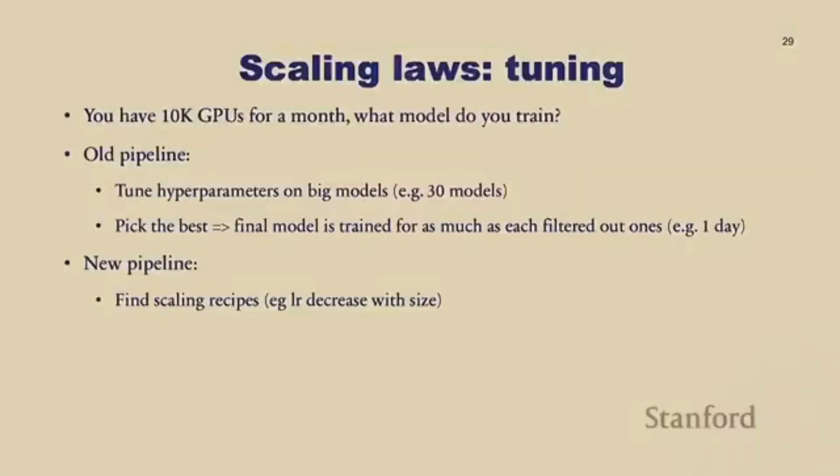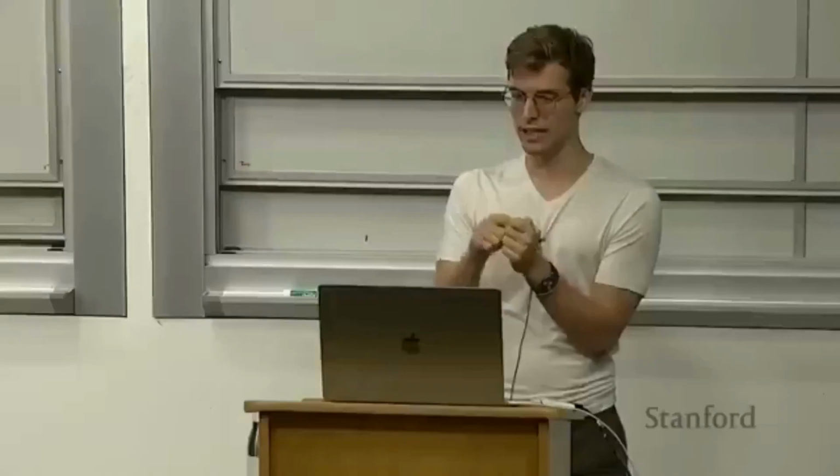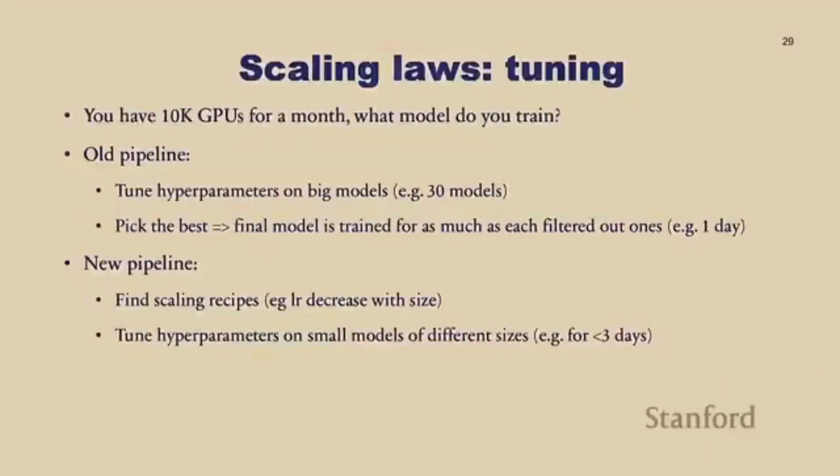The new pipeline is that you first find a scaling recipe. So you find something that tells you, for example, one common thing is that if you increase the size of your model, you should decrease your learning rate. So you know that if I increase the size of my model, here's what I should do with some hyperparameters. Then you tune your hyperparameters on smaller models of different sizes. Let's say for 3 days of my 30 days, I will train many different models and do hyperparameter tuning on these small models, each of different sizes.